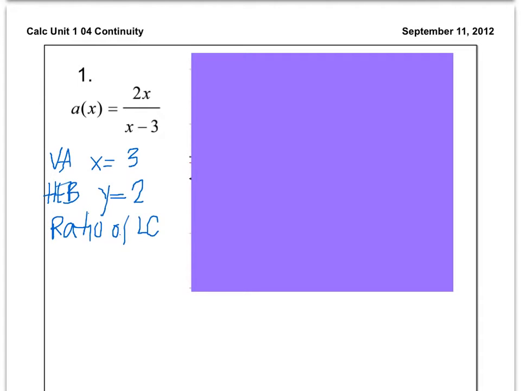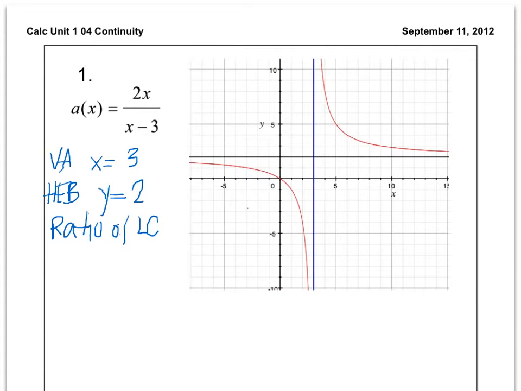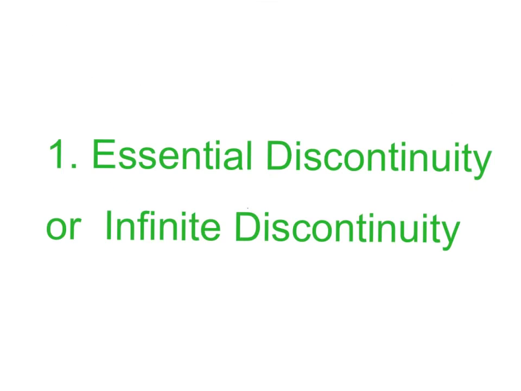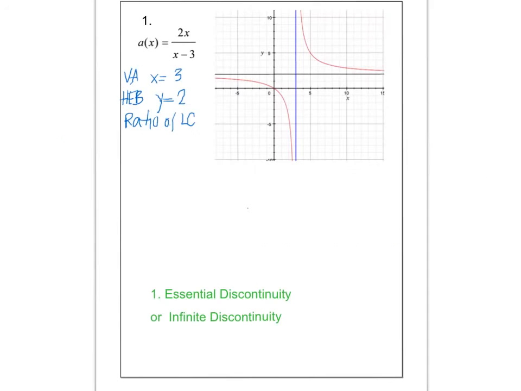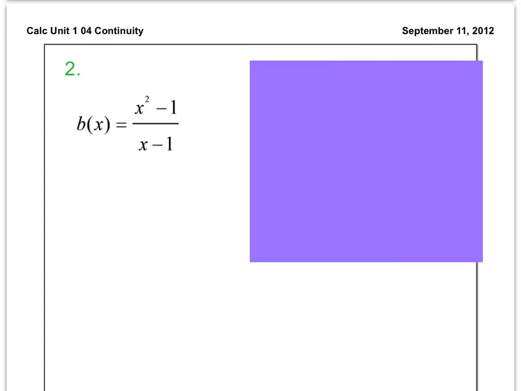So what does that look like? Ta-da! What it tells me is that I have a very big problem at x equals 3. That asymptote, vertical asymptote, is an infinite discontinuity, also known as an essential discontinuity. What that means is that there's nothing I can do algebraically to get rid of that discontinuity without changing the function completely. So anytime you have a vertical asymptote, you have an essential or infinite discontinuity.